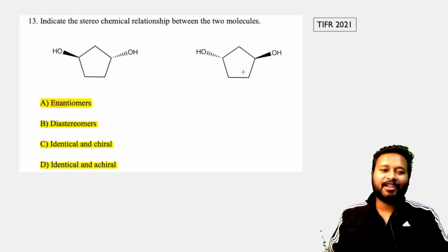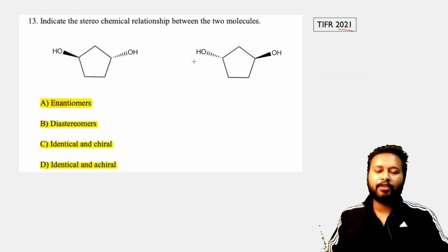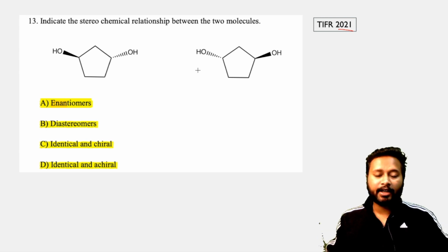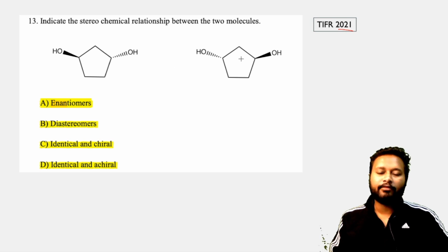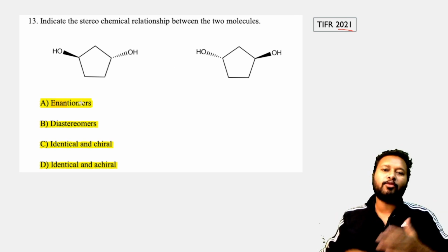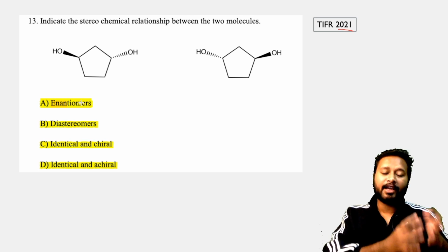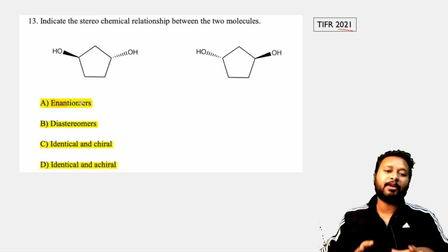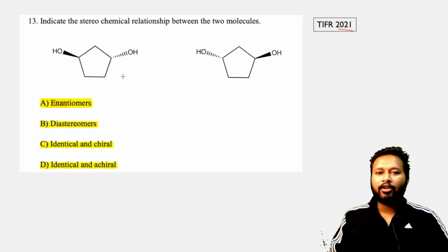Alright, let's talk about the next question, which is again from the 2021 exam, and here it says to indicate the stereochemical relationship between the two molecules. These are two cyclopentane diols, and if you see, both of these clearly look like mirror images of each other. You know that if two molecules are mirror images of each other, they are called enantiomers. If they are not, they are diastereomers. But fine, we'll go in a more systematic way to solve this. The better, more systematic way to solve this type of question is to go through the absolute configurations.